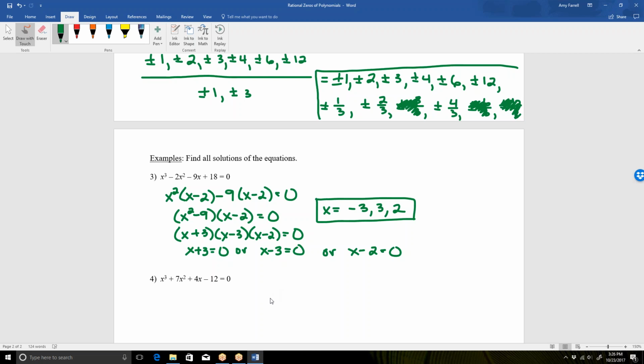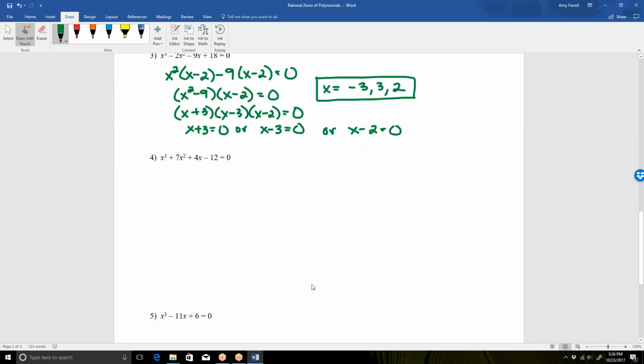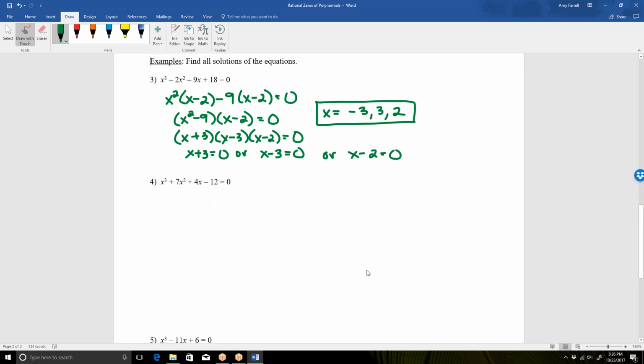All right, so we did something like that earlier in the semester. We did not need to apply this theorem in order to solve that equation. Okay, but now let's look at something like number 4. Number 4 does not factor by grouping. In fact, let me try it. Let me show you why it doesn't factor by grouping.